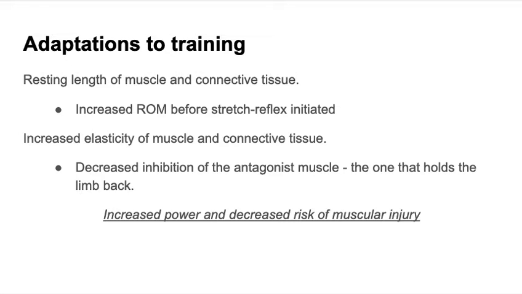And what we're actually trying to affect is the inhibition of the antagonist muscle. So think, if you kick a football, you're more likely to pull your hamstring, despite you extending your knee, because it's the antagonist that gets really strained at the end of a range of movement as it tries to control the end of that movement. And the adaptations to training will bring about increased power and a decreased risk of muscular injury. The power increases because if we can move our limbs through a greater range of movement, we can apply that force over a greater period of time.